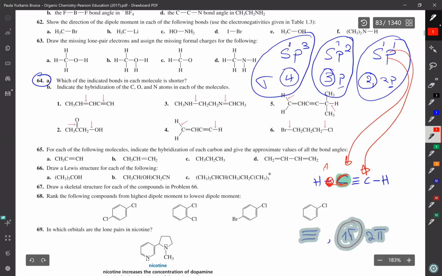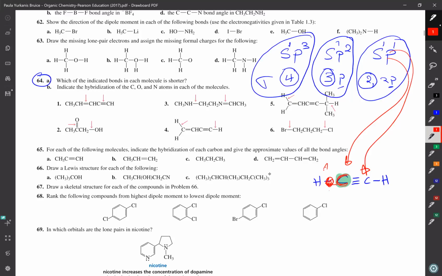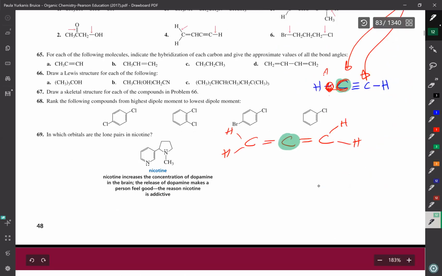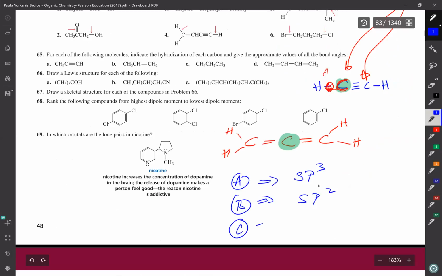Let's do this. I usually call that a checkpoint. Let's double check this. I will give you this molecule here, and I will highlight the carbon in the middle. Then I will give you option A, option B, and option C. Option A, the hybridization is sp3. Option B, the hybridization is sp2. And option C, the hybridization is sp.